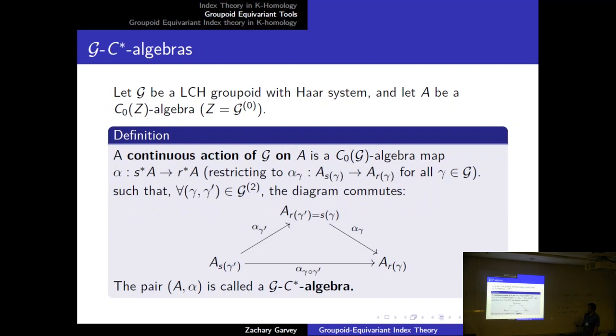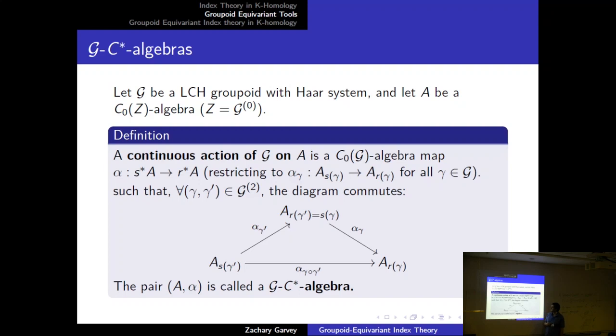Okay, so what is a G C-star algebra? If we've got one of these groupoids, a continuous action of a groupoid on one of these C0 of Z algebras, A, is going to be a map from S star A to R star A. So it's taking something sort of in the source and mapping to the range. To make that formal, you can restrict to a particular groupoid element. So alpha over gamma maps A at the source of gamma to A at the range of gamma.